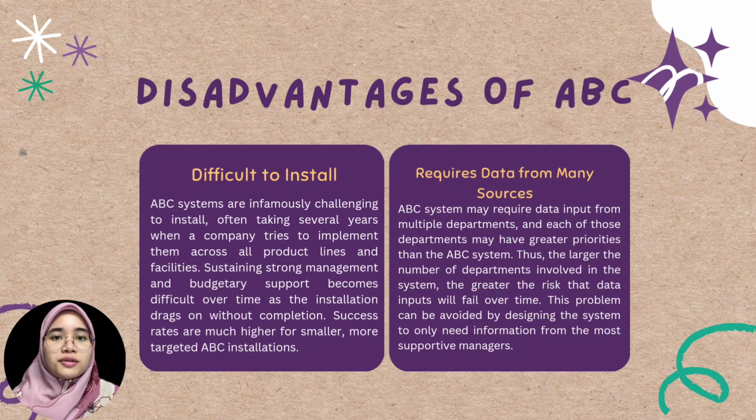And secondly is required data from many sources. An ABC system may require data input from multiple departments, and each of those departments may have greater priorities than the ABC system. Thus, the larger the number of departments involved in the system, the greater the risk that data input will fail over time. This problem can be avoided by designing the system to only need information from the most supportive managers.